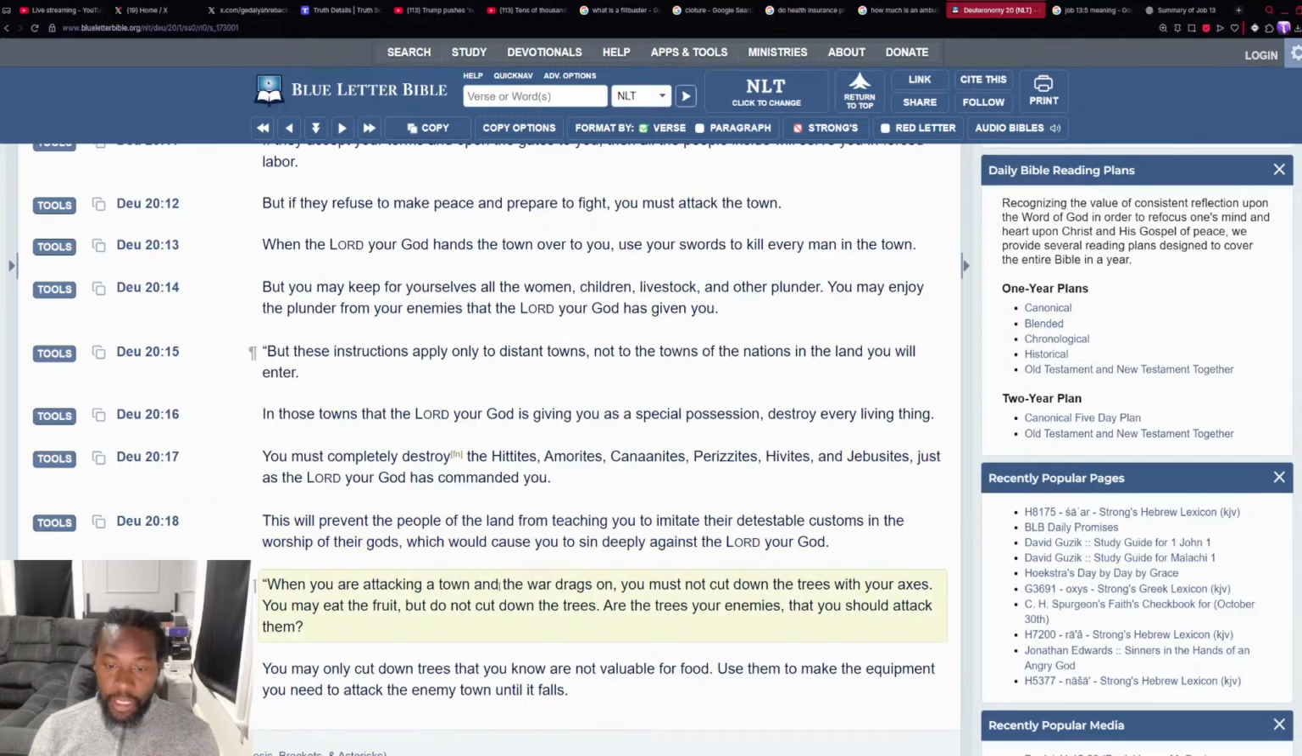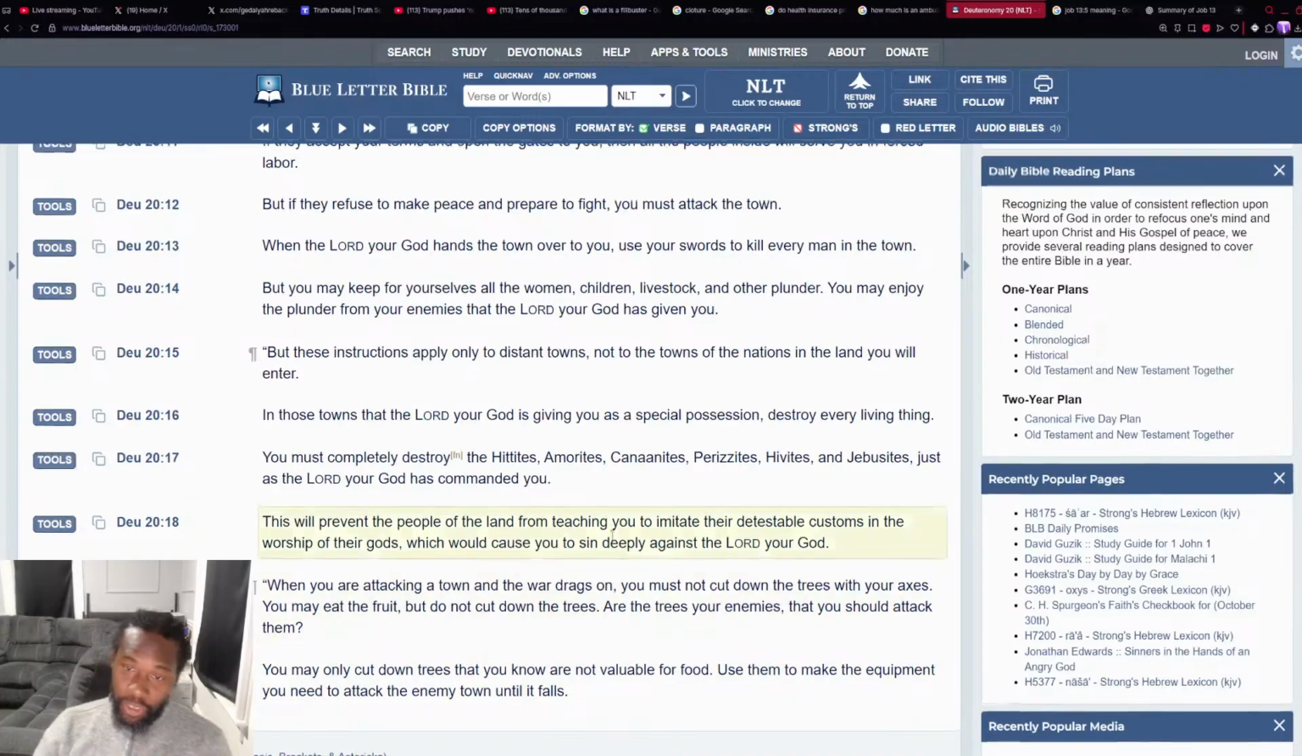When you are attacking a town and the war drags on, you must not cut down the trees with your axes. You may eat the fruit, but do not cut down the trees. Are the trees your enemies that you should attack them? You may only cut down trees that you know are not valuable for food. Use them to make the equipment you need to attack the enemy town until it falls. So even with the trees, man.